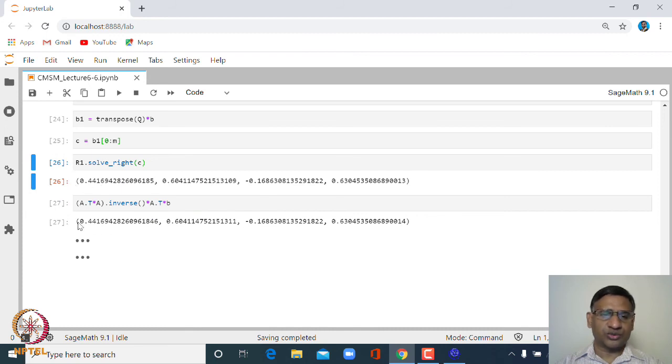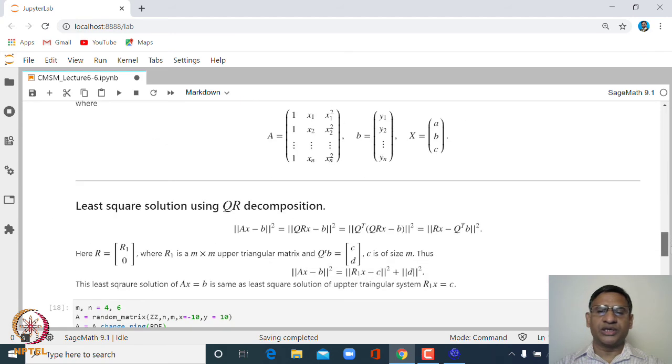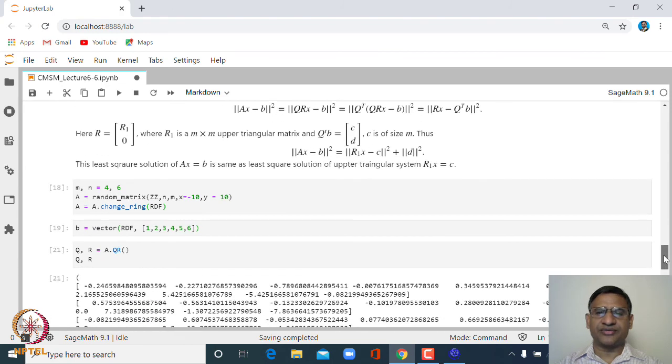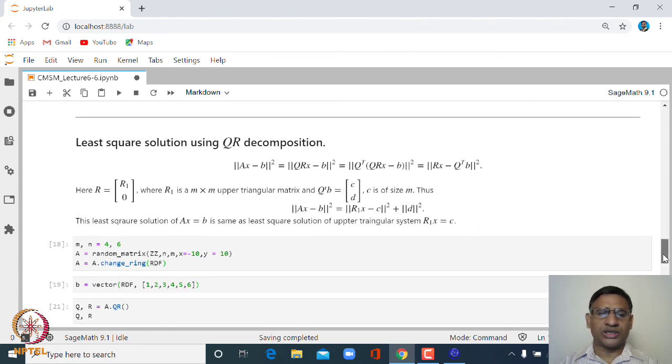So, solving this least square problem is the same as solving this system of linear equations R1 x equals C, and since R1 is an invertible matrix, solving it is quite easy. You can obtain this using Gaussian elimination, or simply take the inverse of R1 and multiply it by C. That is how you can solve this least square problem using QR factorization, except that you need to compute the QR factorization of A, but once you have done this, it is quite easy.